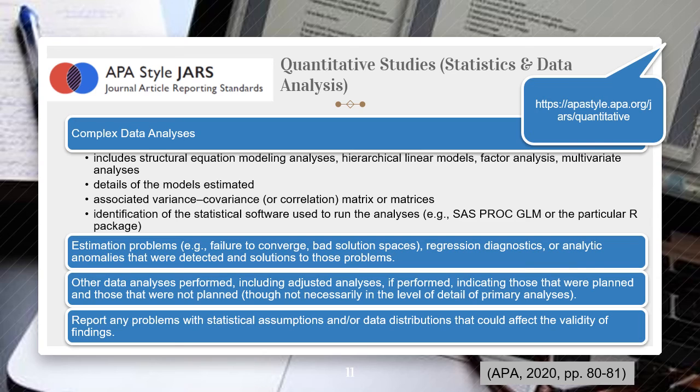Other data analyses performed, such as adjusted analyses, would be presented, and you'd indicate that those were planned, or you would indicate which ones weren't planned. So this might not necessarily be at the level of primary data analysis, but if you had conducted any analyses that were adjusted, then you'll report them as well. And finally, you'll report any problems with any of the statistical assumptions or data distributions that could affect the validity of your findings.